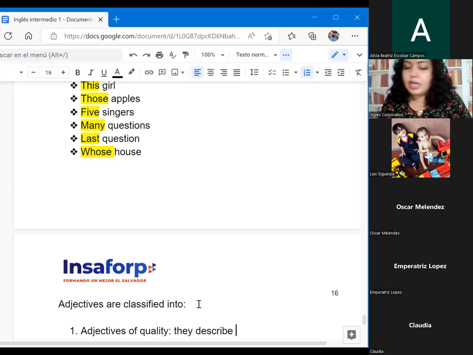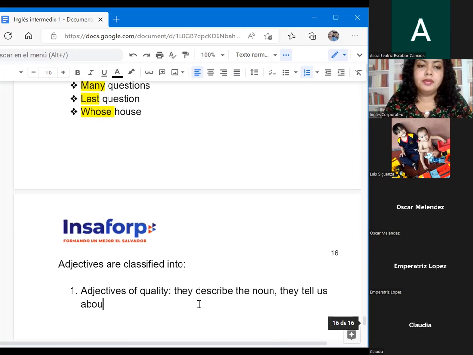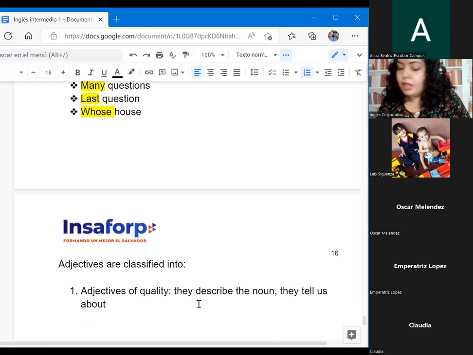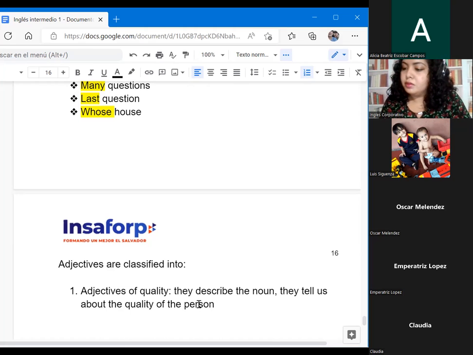They describe the noun. They tell us about the quality of the person, place or thing.